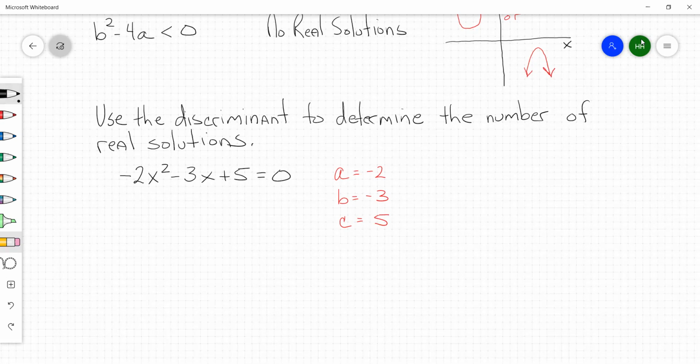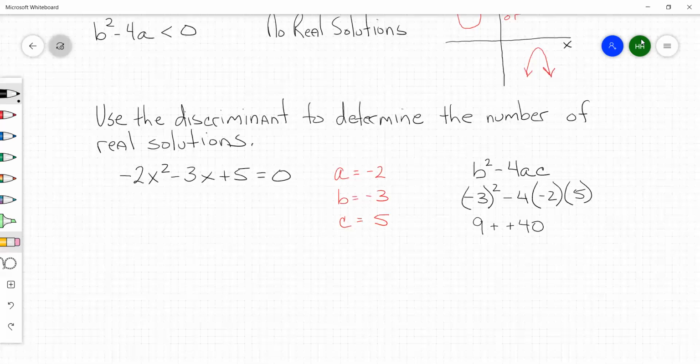So our discriminant is b squared minus 4ac. So let's see, if we take b, which is negative 3, squared, minus 4 times a, which is negative 2, times c, which is 5. We get negative 3 squared, which is 9, minus 4 times negative 2. That's negative 8, times 5 is negative 40. So we're subtracting a negative, we're going to add. So our discriminant in this case is equal to 49.